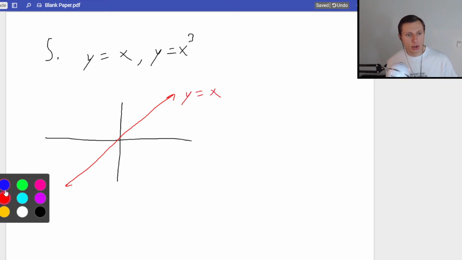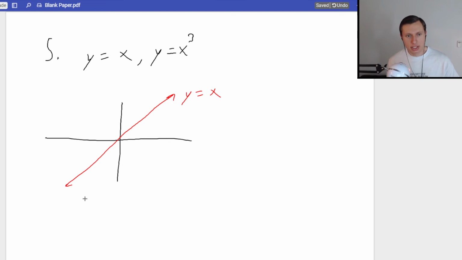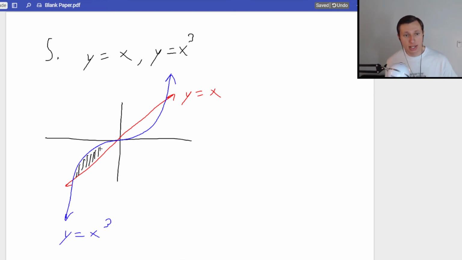Y equals x cubed is kind of a funny looking one, but it's going to look like this. Need to be careful here. I think, yeah, this is good. Y equals x cubed. You can see once again we're going to have 2 regions here. And again, this case will be symmetrical, so if I wanted to, I could just double the area.